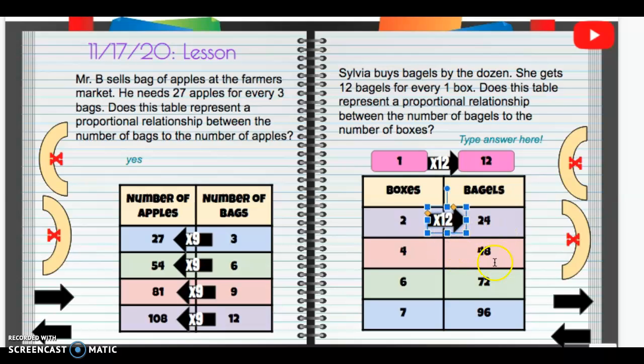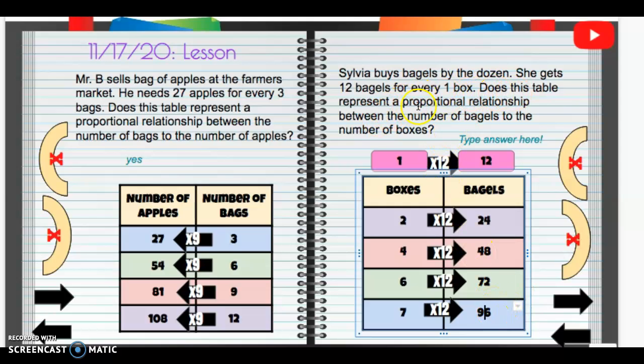2 times 12 is 24. Let's see if 4 times 12 is 48. 6 times 12, let's see, 6 times 12 is 72. Let's see if 7 times 12 gives me 96. 7 times 12 is 84. So this 96 should be an 84 to make this equivalent.